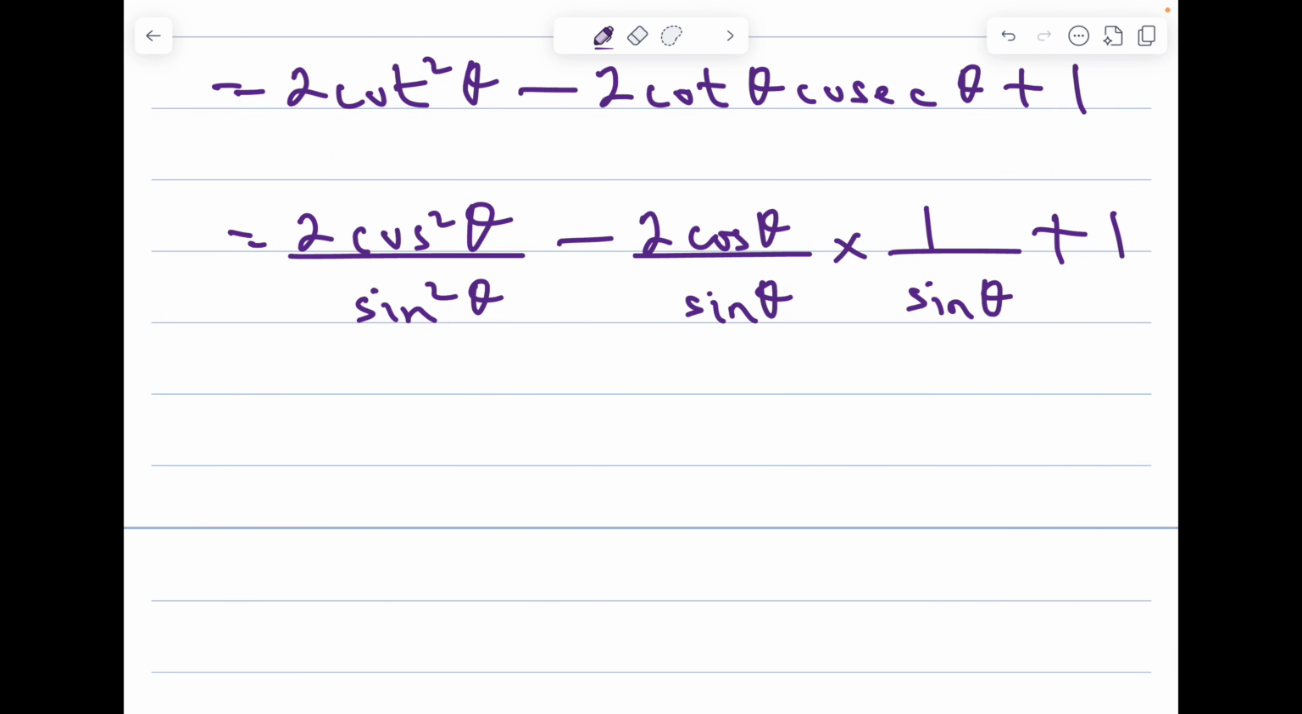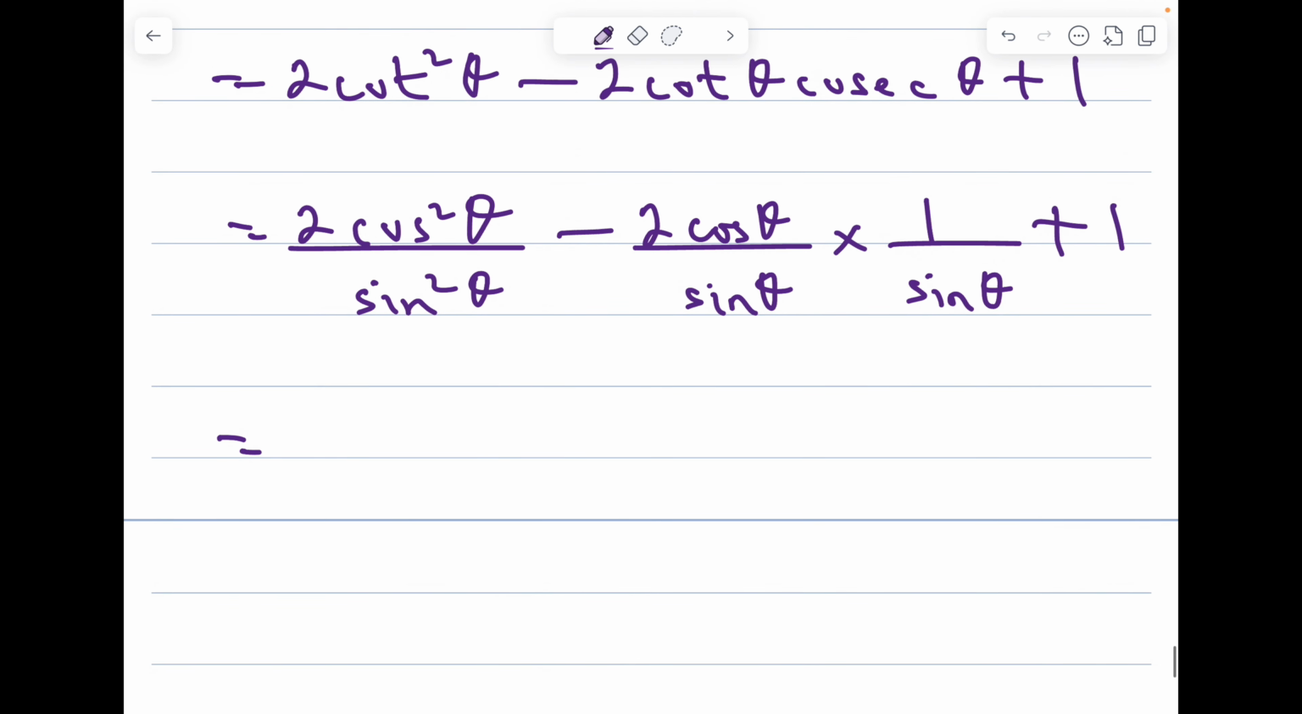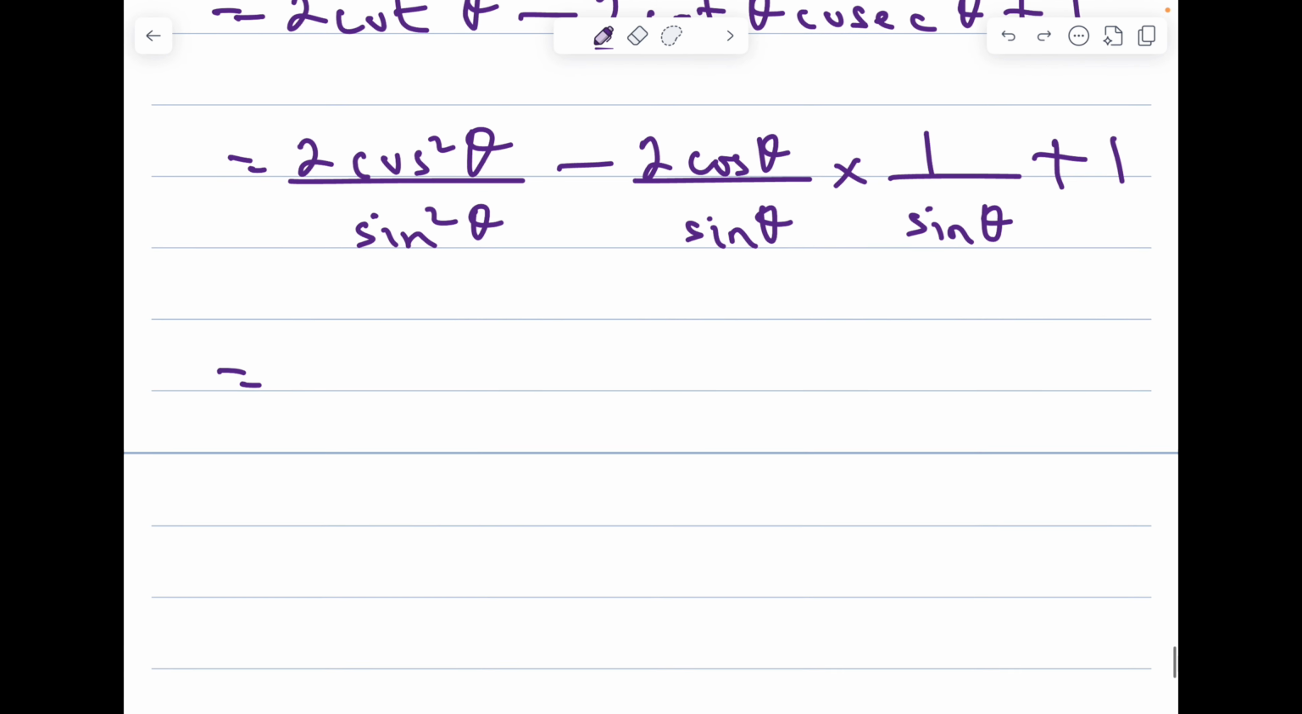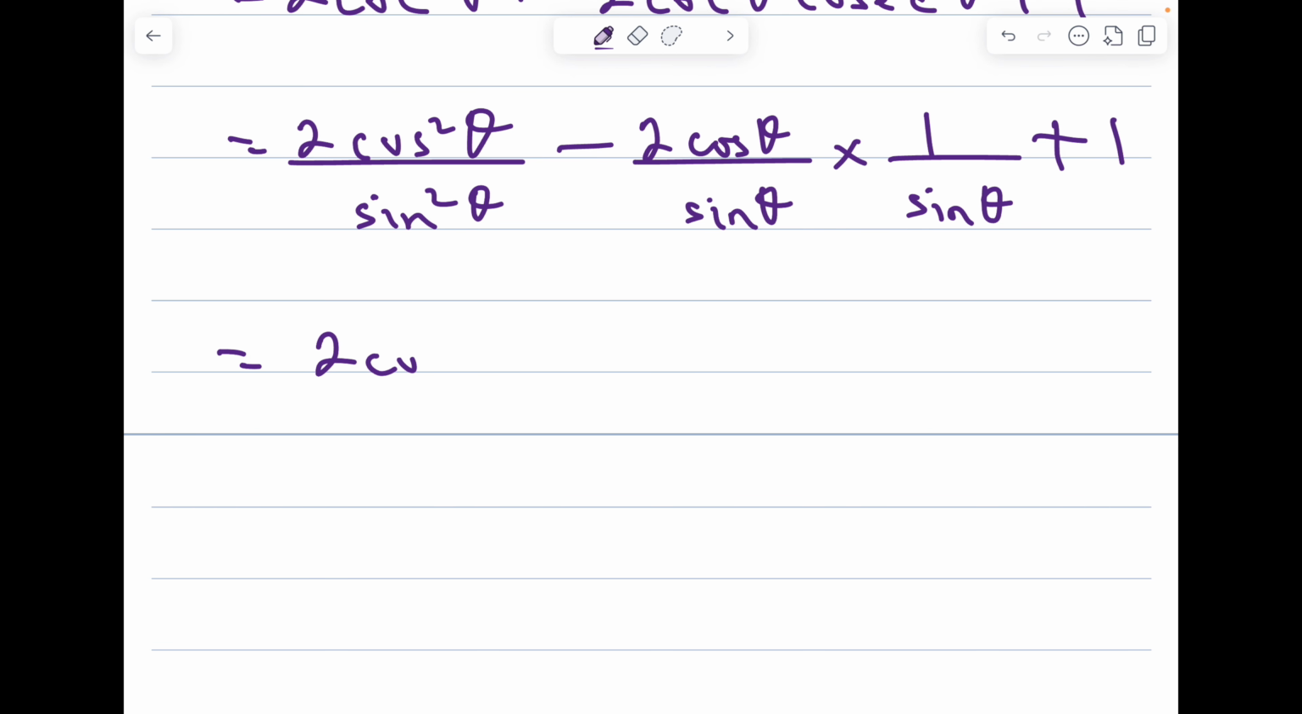And that simply means, now where do we go from there? Now that simply means we can multiply this (2 minus 2 cos theta over sine theta) times 1 over sine theta. So let's write this first.